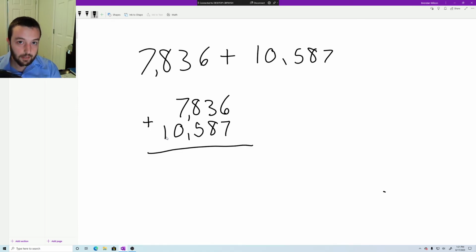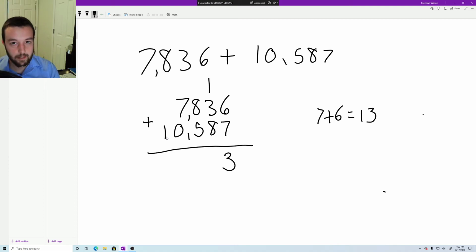So then we just go on and we do our addition like we did before. 7 plus 6 is 13. Right, so the 3 goes into the ones place, but that 1 comes over to the tens place. Okay.